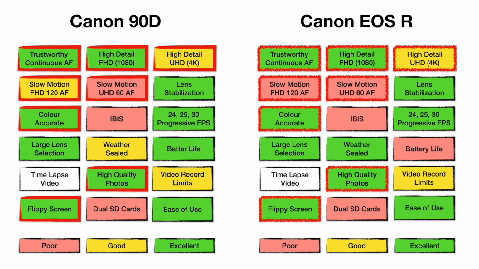Oh, and one last thing. I recommend creating a second heat map, a heat map that identifies high priority capabilities, must-haves. Here I simply created a red outline for those capabilities that I consider absolutely mandatory. For my needs, the EOS R did not do well, but your needs are different than mine.